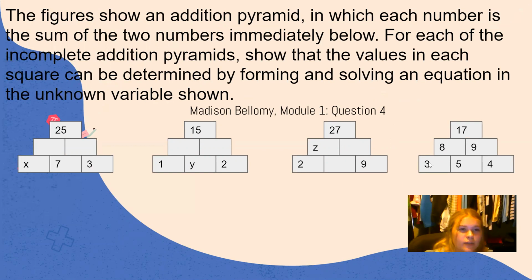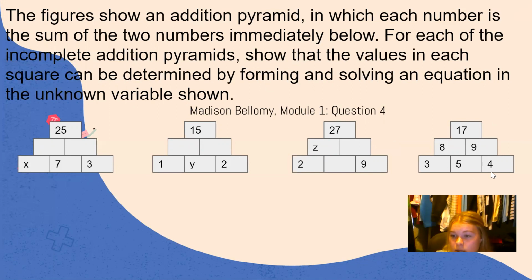Okay. The figures show an addition pyramid, in which each number is the sum of the 2 numbers immediately below. For each of the incomplete addition pyramids, show that the values in each square can be determined by forming and solving an equation in the unknown variable shown. So we're going to be forming equations here and solving that way, as it says in our word problem.